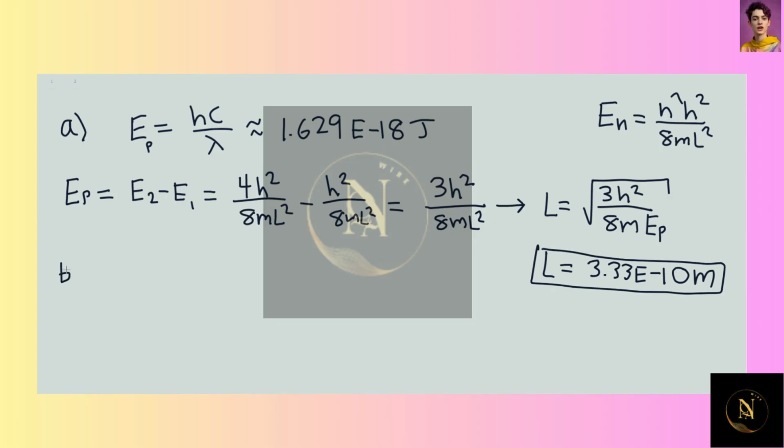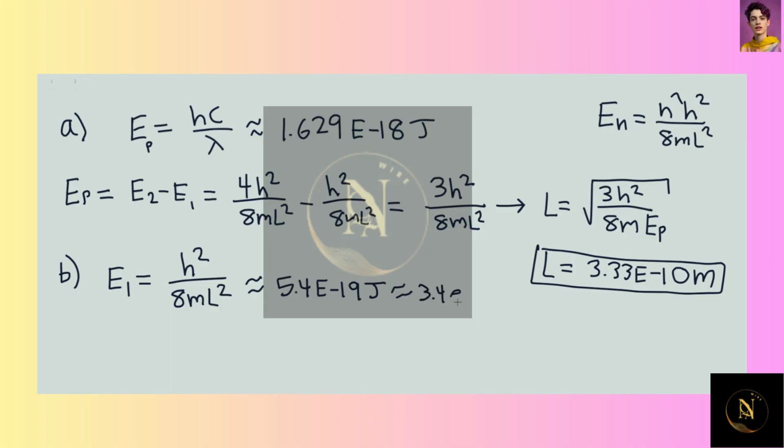For part B, we're then asked to find the ground state. Once we have L, once we have everything, we can say E1 is simply h squared over 8mL squared. We got L, we got m, we got everything. Plug them in. Get approximately 5.4 times 10 to the negative 19 joules, which is about 3.4 eV. So we got a problem.